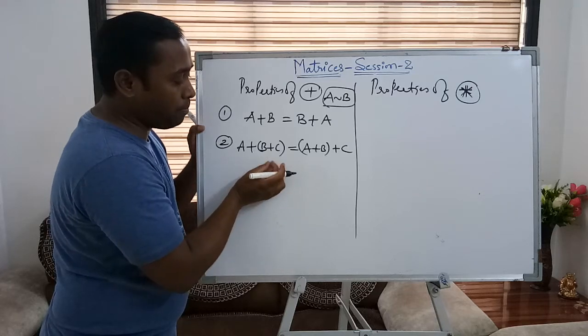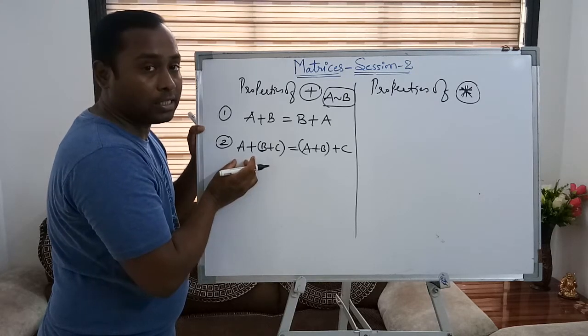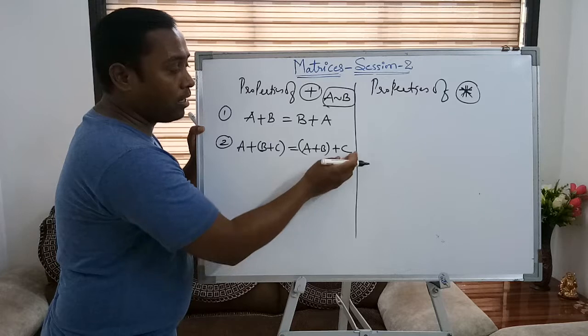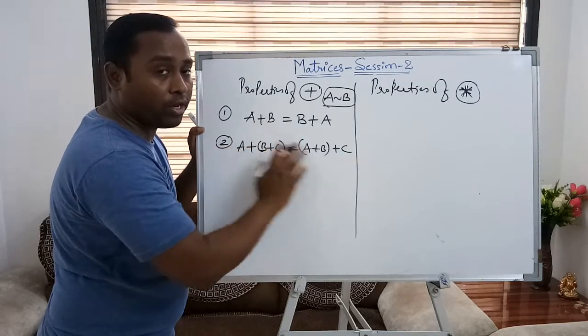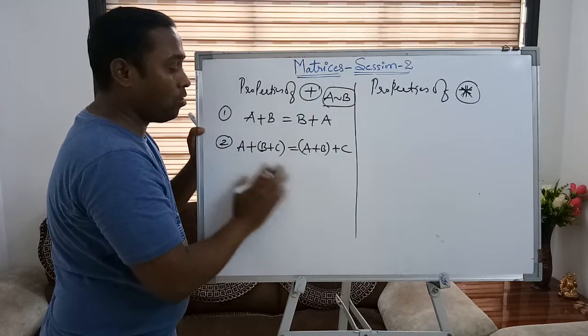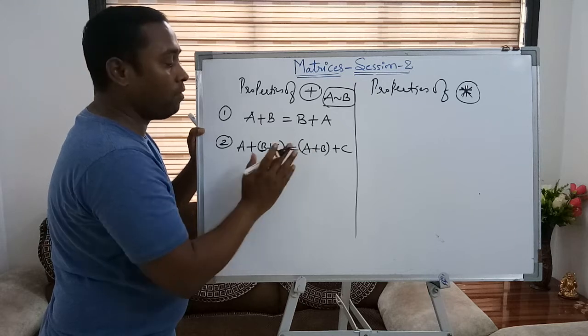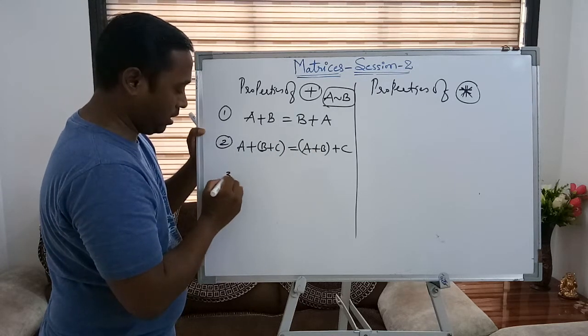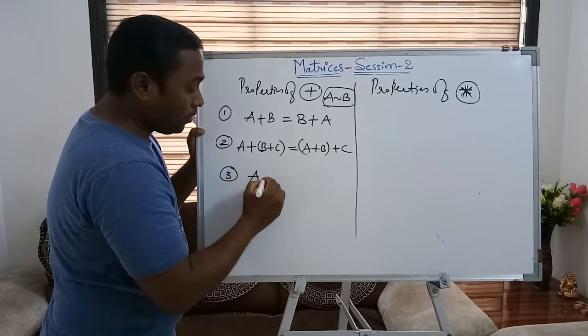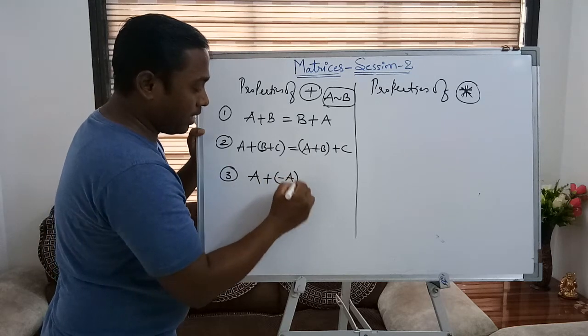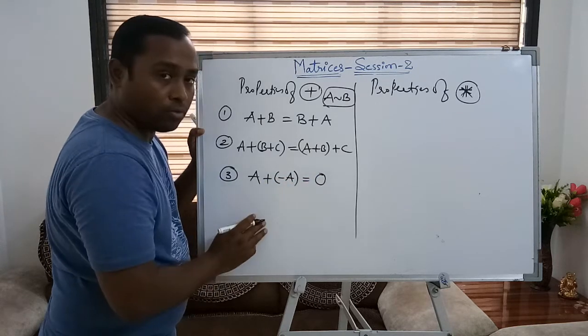It means आप पहले BC को ऐड करें फिर रिजल्ट को A से ऐड करें, AB को ऐड कर रिजल्ट को C से ऐड करें, इसका कोई इफेक्ट नहीं होगा आंसर पर. Order is not important while doing the addition process. Here A plus of minus A is always equal to 0.